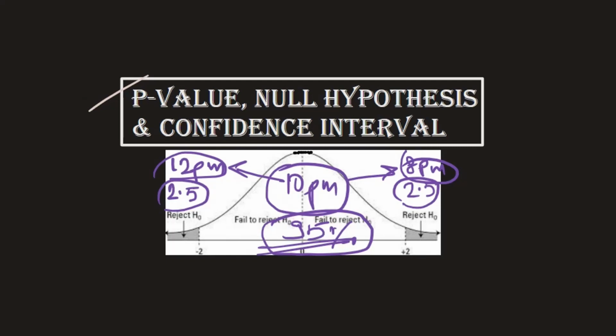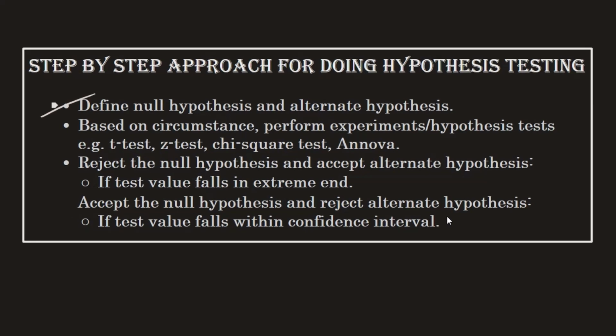And within the field of statistics, many a time you will be given a situation where you will have to do different types of tests in order to find out the chances of a null hypothesis or alternate hypothesis being true. The step-by-step approach for that test is something that we are going to discuss next. So the first thing is to define the null hypothesis and alternate hypothesis, which we have understood in the previous example. Then, based on the circumstance, we perform different kinds of experiments or hypothesis tests like t-test, z-test, chi-square test or ANOVA test. Please let me know in the comment section if you want me to cover these tests separately in a different lecture.